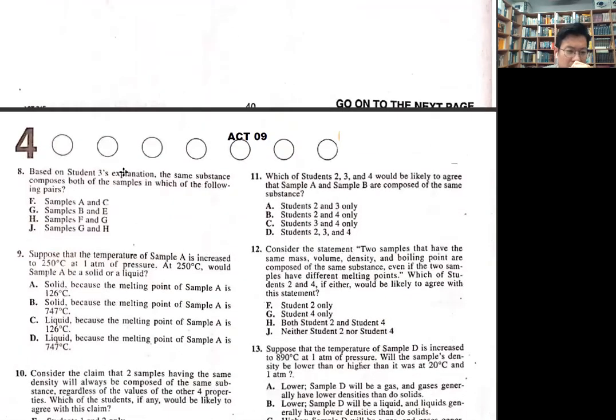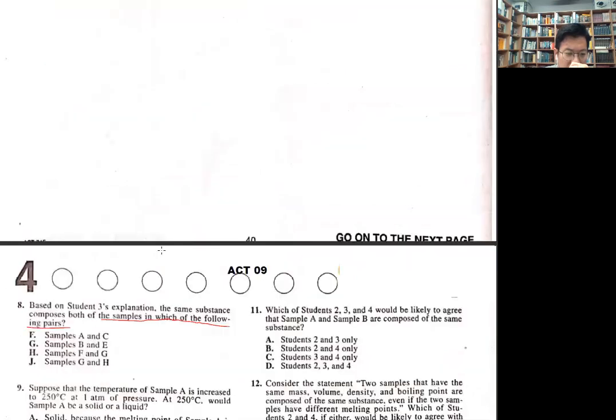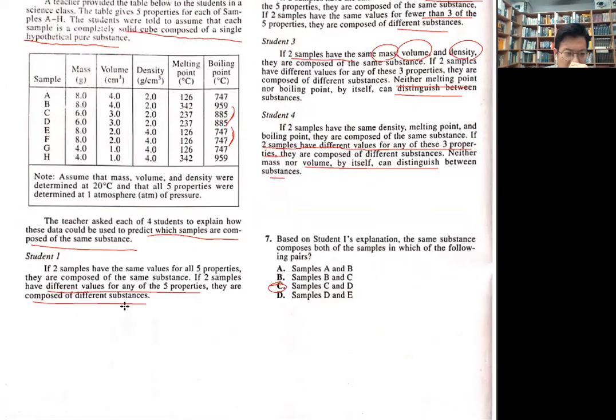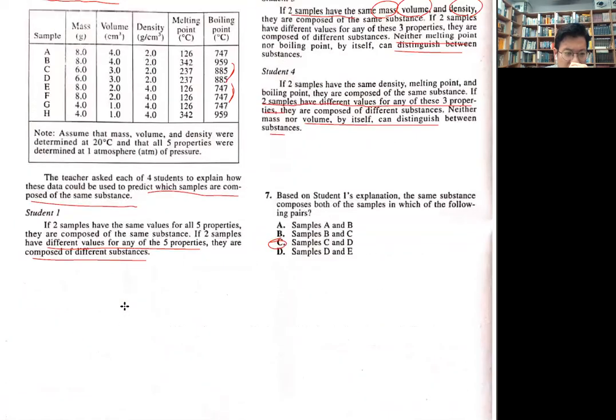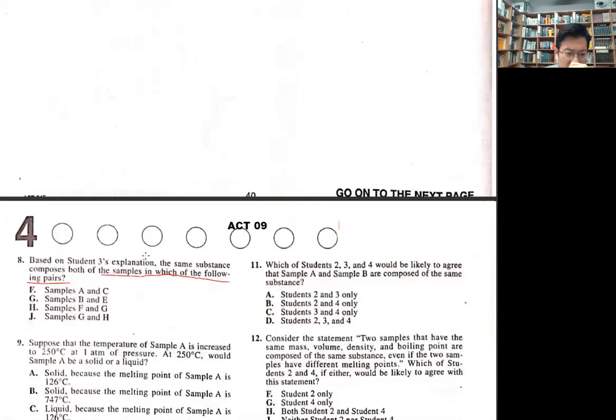Based on student 3's explanation, the same substance composed both samples in which of the following pairs? Student 3 says that if two samples have different values, they are different, so the two samples need the same mass, volume, and density, all these three. Let's try one by one. A and C different. B and E different. F and G different. G and H same.